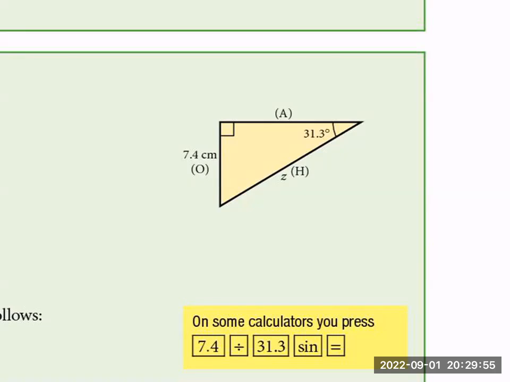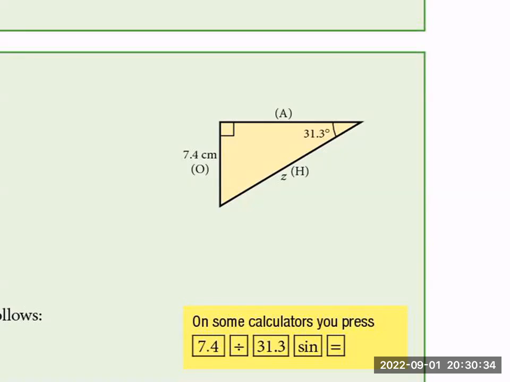Okay, Malik. Now tell me, what do you have as a given? 7.4, which is the opposite to the 31.3. Yeah, and what else do you have? We have also angle 31.3. Yes. So which one is the opposite? 7.4. Which one is the adjacent, which is letter A? Which one is the hypotenuse, which is letter H?